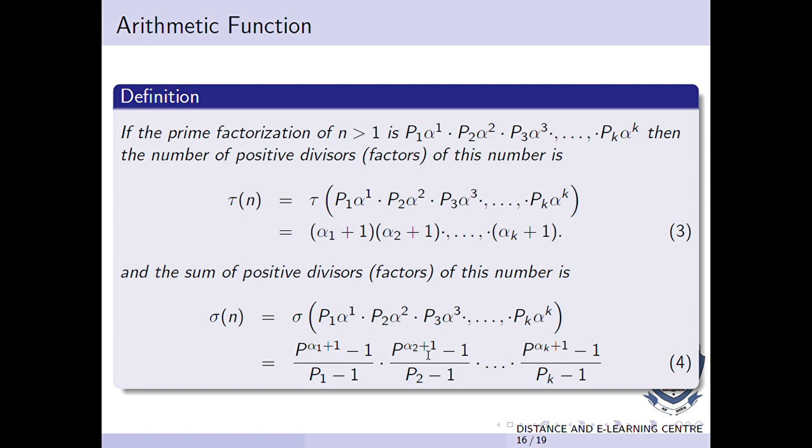Now, there is this subtopic, arithmetic function, which is actually different from quadratic residues and reciprocity. What is an arithmetic function? If the prime factorization of n greater than 1 is p1 to the alpha 1, p2 to the alpha 2, p3 to the alpha 3, and so on, up to pk to the alpha k, then the number of positive divisors of this number is represented as tau n, while the sum of positive divisors is represented as sigma n, and the formulas are represented in the definition.